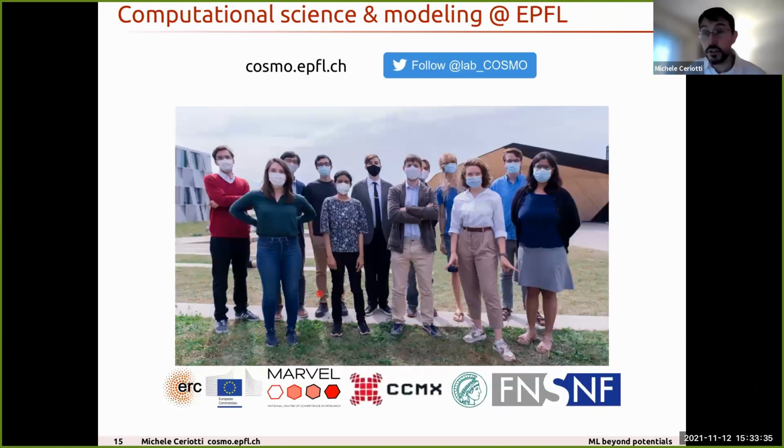And I also want to thank the members of my group because they were instrumental in everything that you have seen. And in particular, they have put a lot of work into making this software easy to use and decently documented. This is actually half a group because we are still in mixed COVID mode.